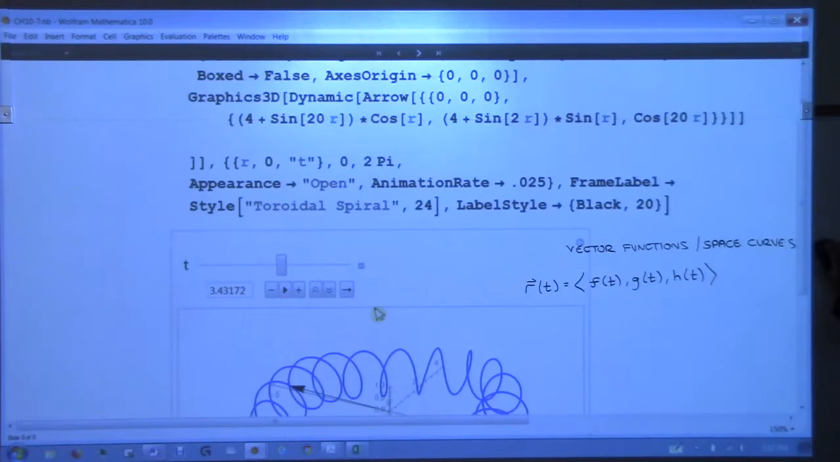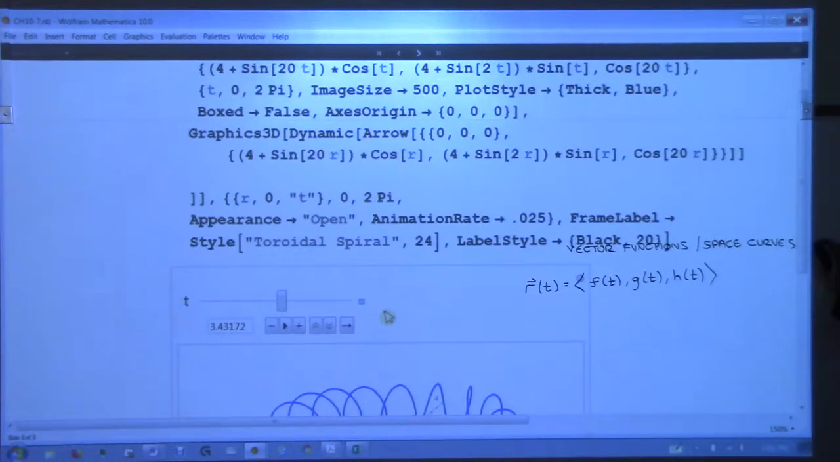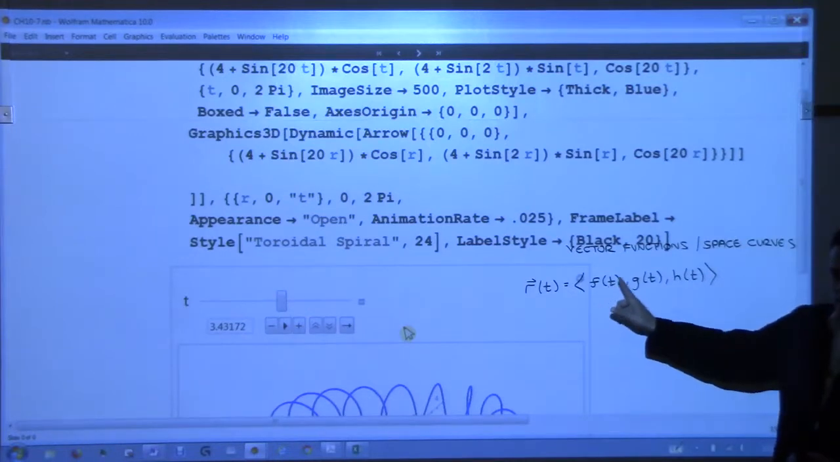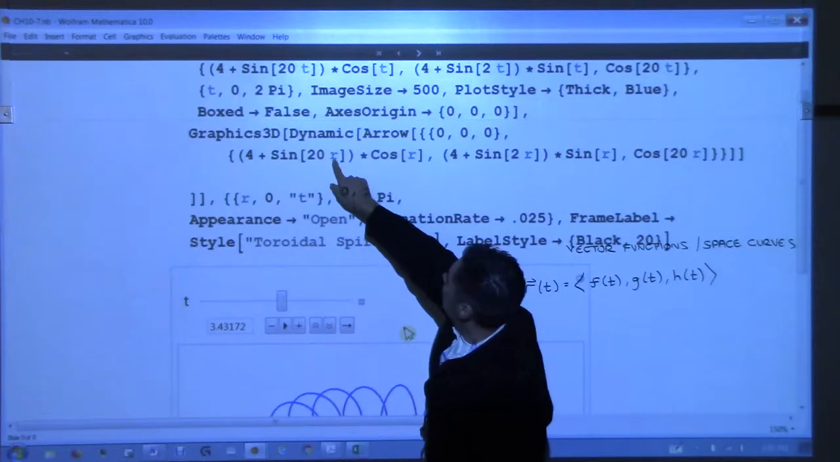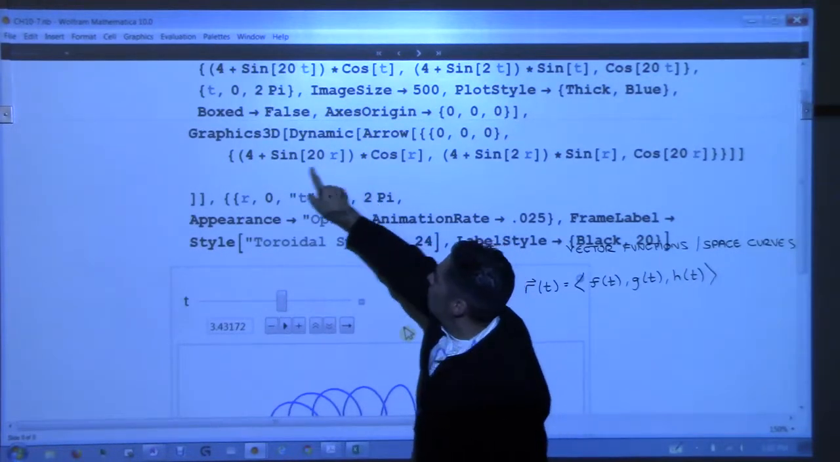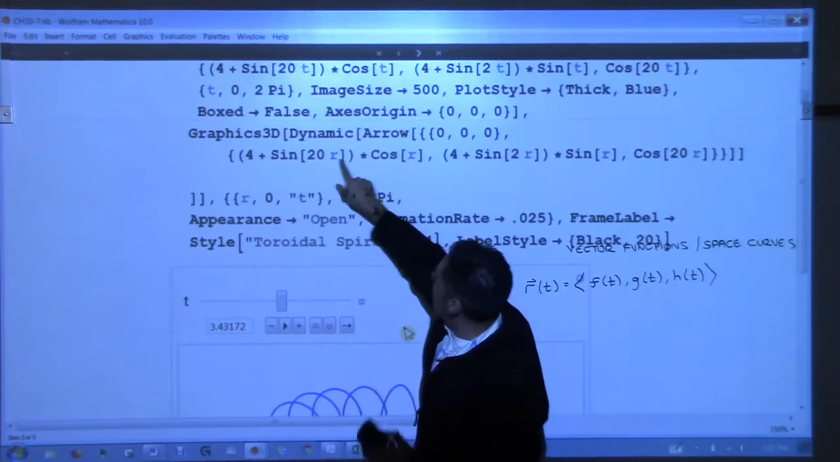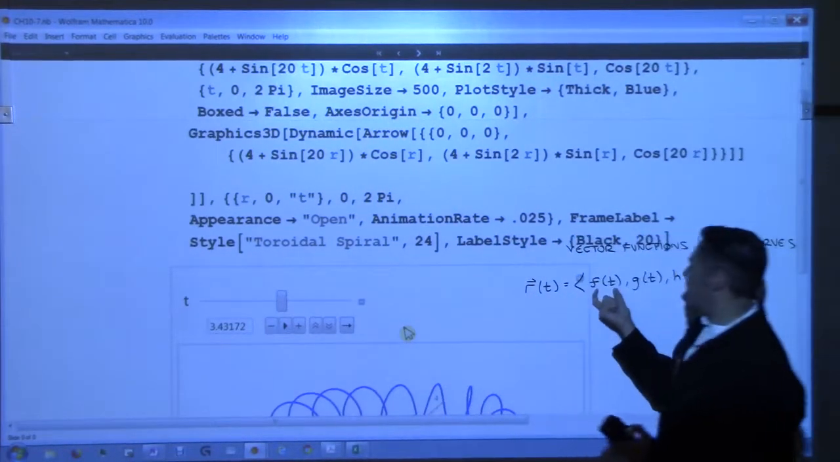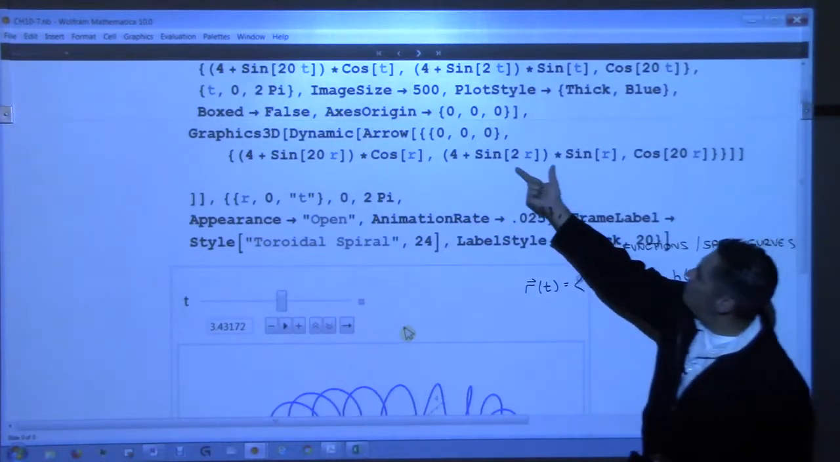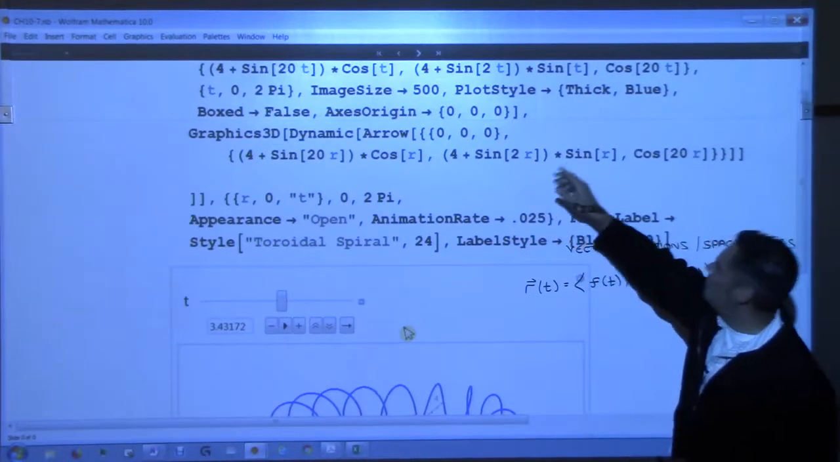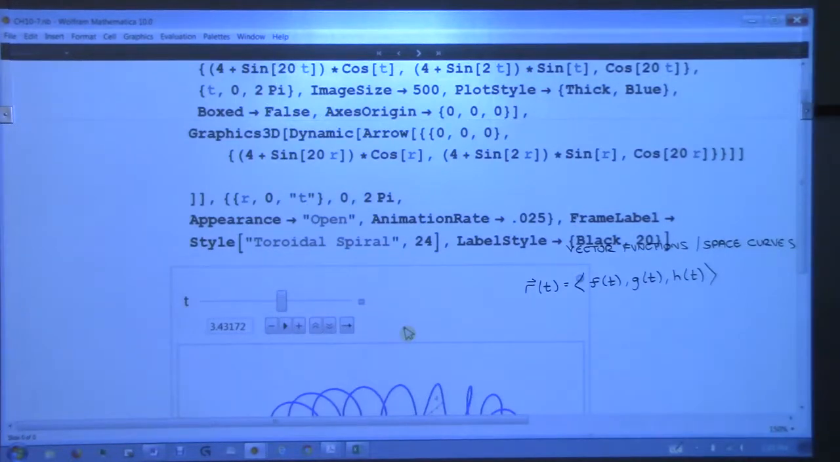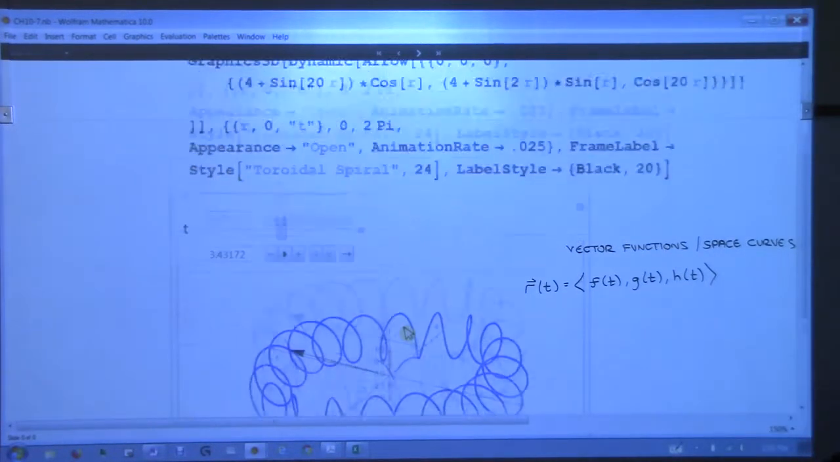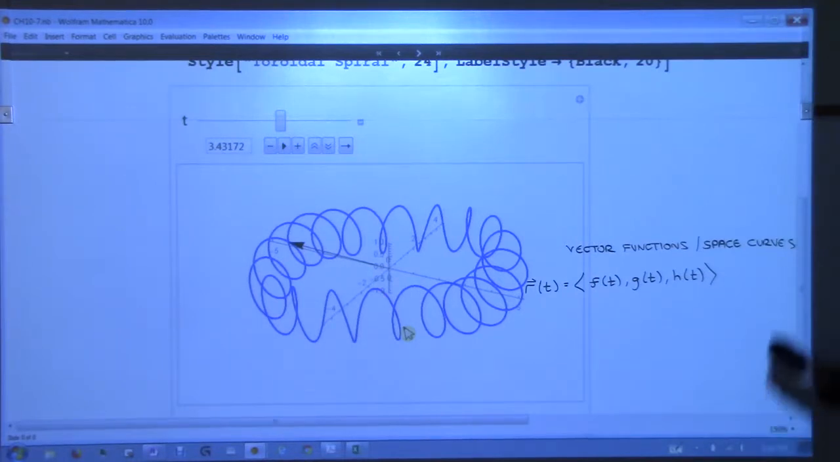The vector function is hard to see here, but remember it has 3 components, right? Each component function, the x, y, and z. Here's what they are. I use r instead of t here, just so you know. The first component function is (4 plus sine 20t) times cosine t. Your second component function is (4 plus sine 2t) times sine t, and then your last component function is just cosine 20t. If you were to graph that, plugging in different values of t, you would get that. Kind of a cool shape, cool path through space.